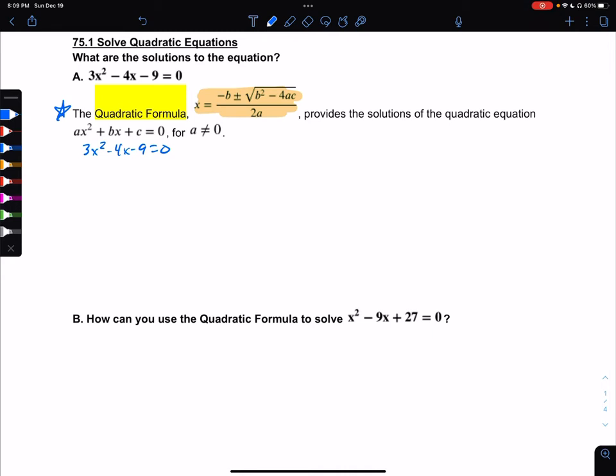The first thing you want to look at is you need to label or state what the a, b, and c values are. So in this equation, 3x squared minus 4x minus 9, we would say that a is equal to 3, b would be equal to negative 4, and c is equal to negative 9. So we're getting those numbers from right here, right? A, and then we have our b value, and then finally our c value.